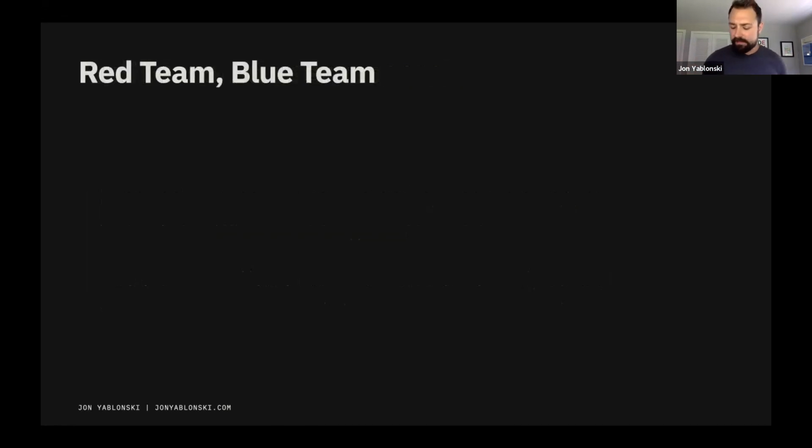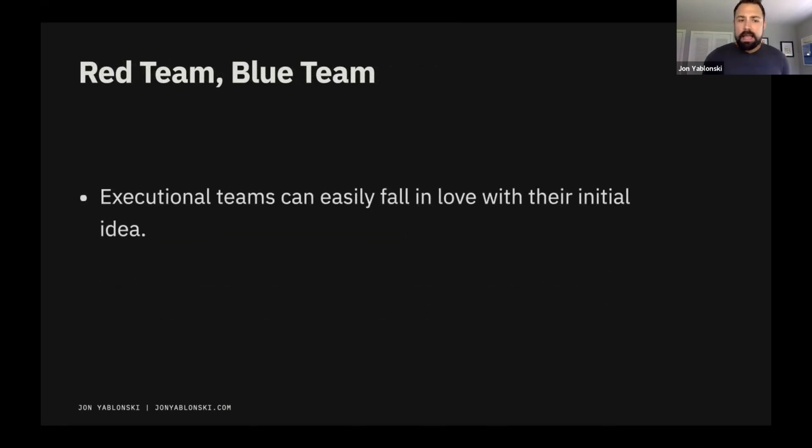Okay, so the next thing we can do is something called red team, blue team. Executional teams can easily fall in love with their initial idea. I've been on teams that are just as guilty of this, where you think you have the best solution possible, and you just fall in love with it, and you start to get that confirmation bias, where you're very critical of anything that is contrary to what you're suggesting with the design.